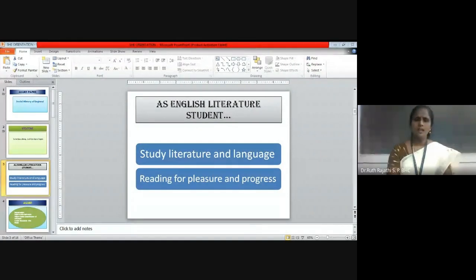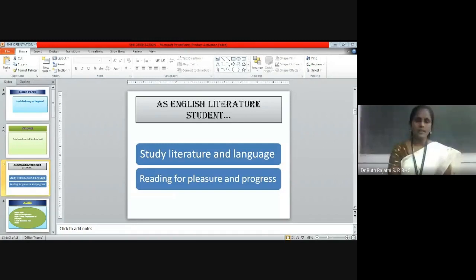As a literature student, you study after all for pleasure. This is a kind of pleasure study, I can tell you. For example, a science student or a math student's study will be a little more serious than English literature. In literature you will have poems, grammar or fiction, something that gives you pleasure. You will definitely be enjoying this course.